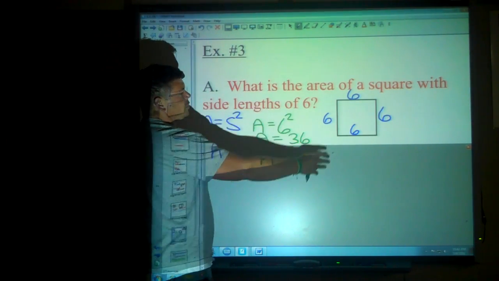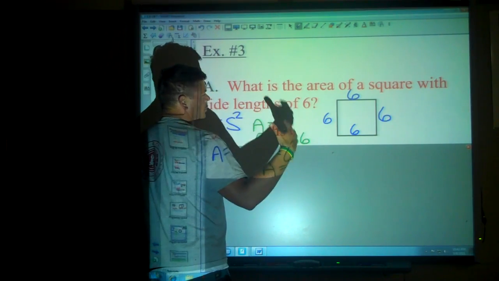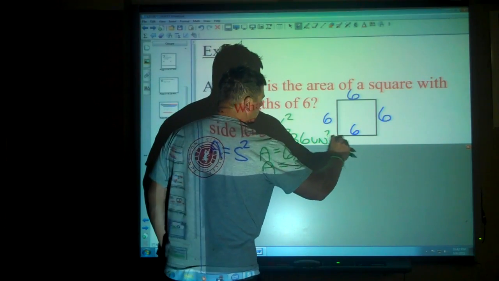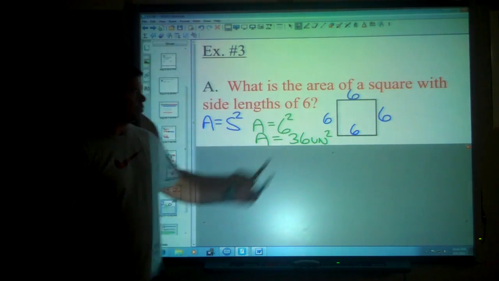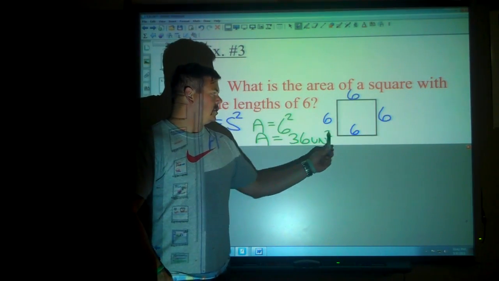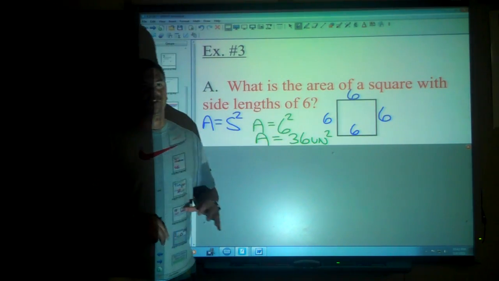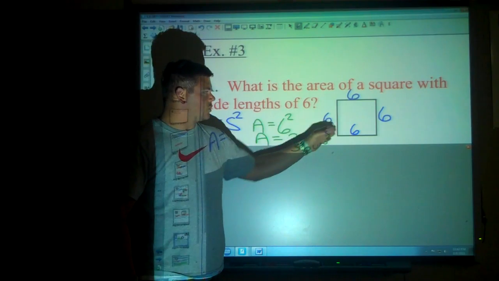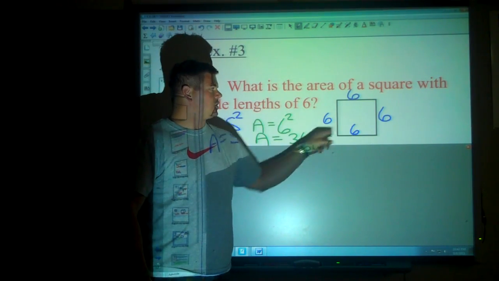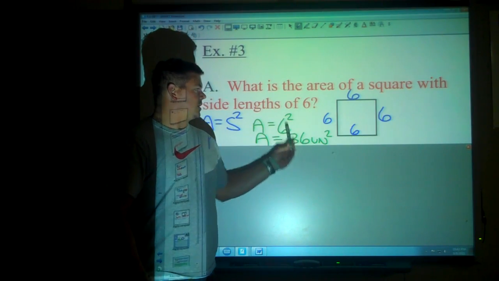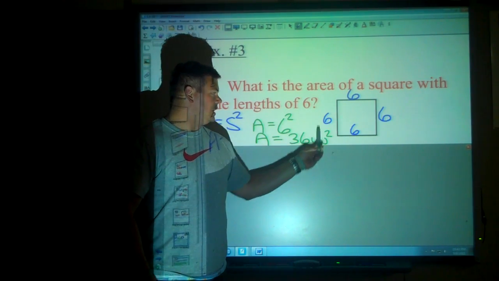Now I didn't say what the units were. Inches, meters, feet, miles. So we would say UN for units squared. This particular shape is 36 units squared. If it's meters, great. It's 36 meters squared. If it's feet, then it's 36 feet squared. You can multiply the units the same way. Since that's 6 feet times 6 feet, 6 times 6 is 36, feet times feet would be feet squared.